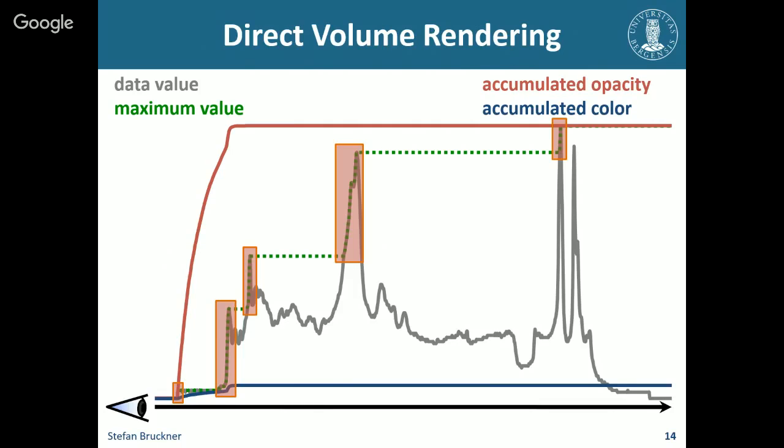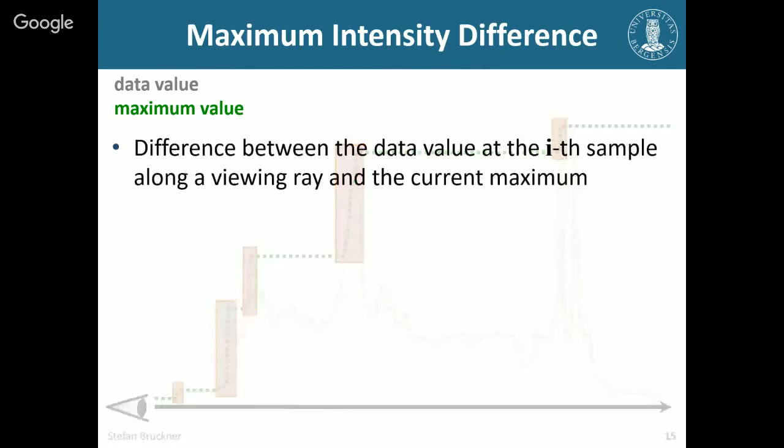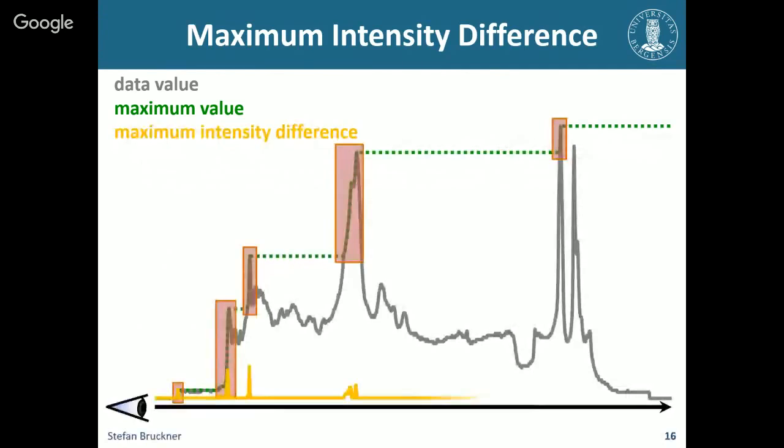So what could we do in order to make DVR behave a bit more like MIP? Well, we can define a function that captures these events, and a very simple function that does that is the maximum intensity difference. We are simply taking the difference between the data value at each sample along our viewing ray and the current maximum. The function will look like this for our example.